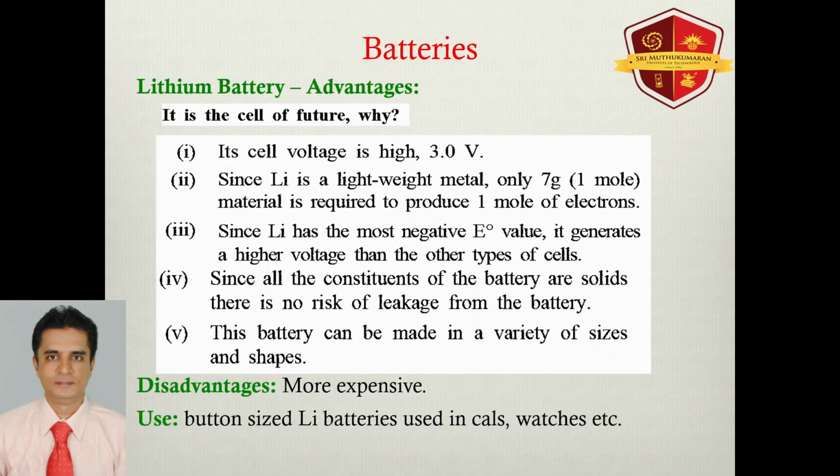Advantages of the lithium battery: the cell voltage is very high, 3 volt. Since lithium is a lightweight metal, only 7 gram of material is required to produce 1 mole of electrons. Since lithium has the most negative electrode potential, it generates higher voltage than any other type of cell. Since all the constituents are solid, there is no possibility of leakage. This battery can be made in a variety of sizes and shapes. The main disadvantage is that it is more expensive and sometimes uses radioactive material. Uses: button-size lithium batteries are used in calculators, watches, etc.